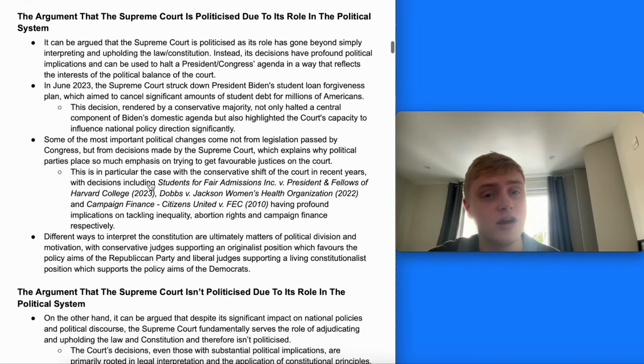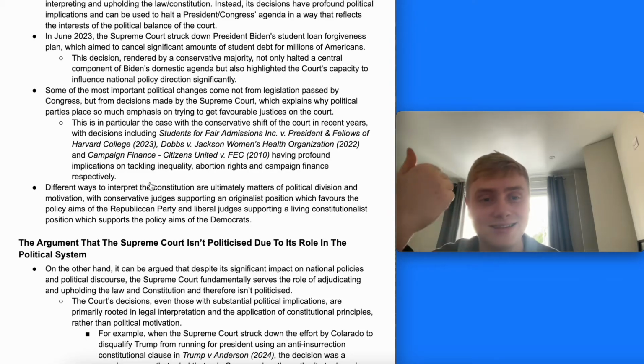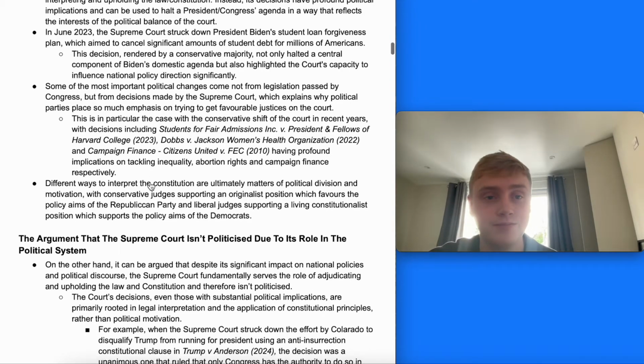In June 2023, it struck down Biden's student loan forgiveness program, which aimed to cancel significant amounts of student debt for millions of Americans. The decision, rendered by a conservative majority on the court, not only halted a central component of Biden's domestic agenda, but also highlighted the court's capacity to influence national policy direction.